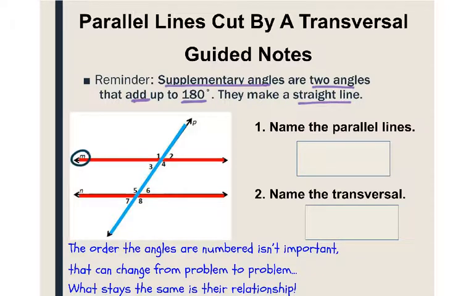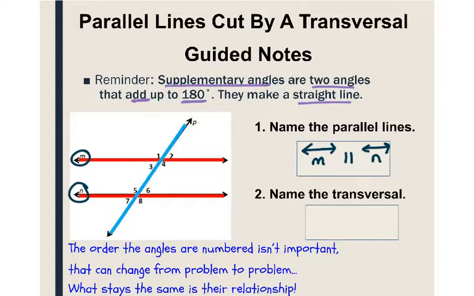Well, M and N. You need to look for like letters on lines. That's how you identify them. So I would say M is parallel, that's the symbol for parallel, to line N. So that's how you would write it mathematically.